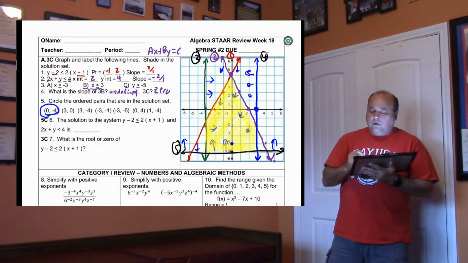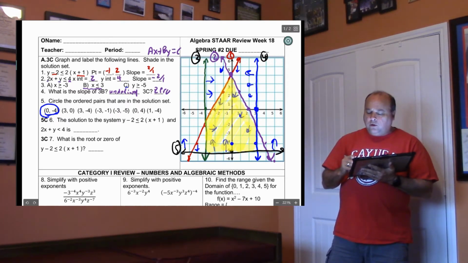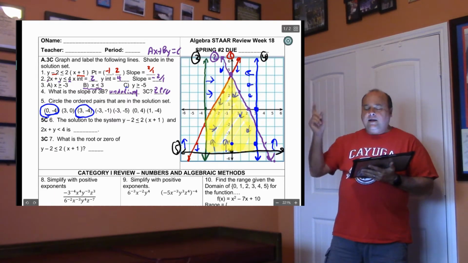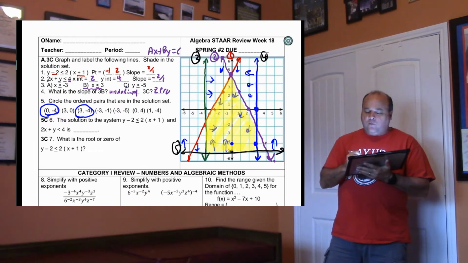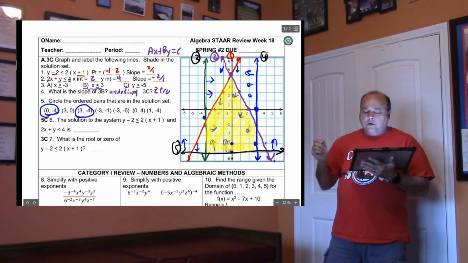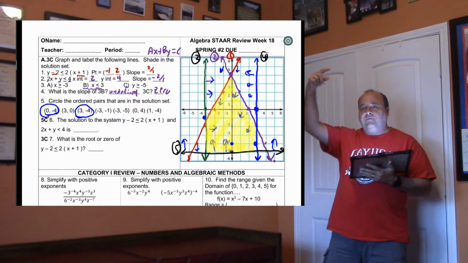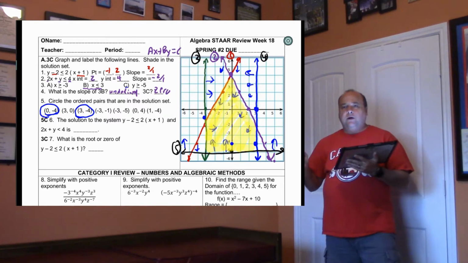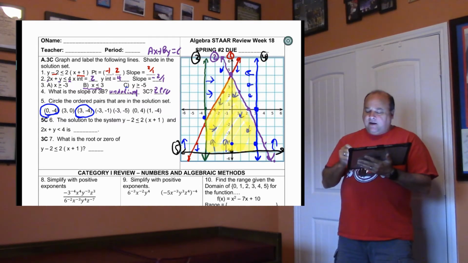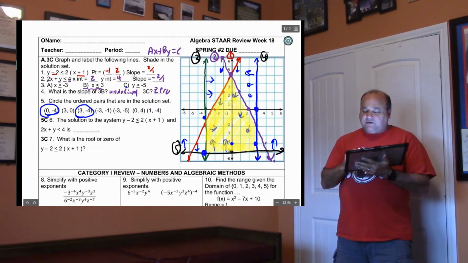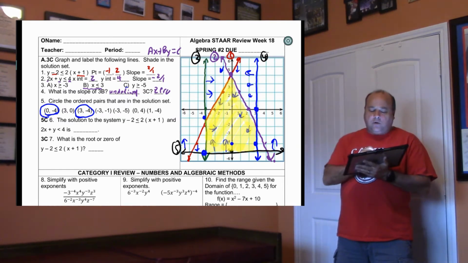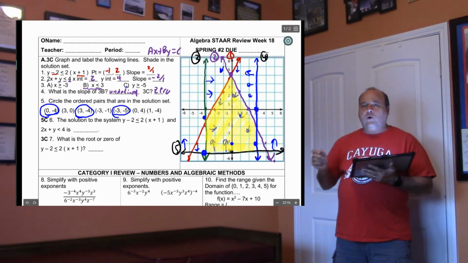3, negative 4, go right 3, down 4. You're right here. That's on the solid line attached to the shaded part. That works. Negative 3, negative 1, left 3, down 1. You're right here. That does not work. It's above the red line. It has to be below the red line. So negative 3, negative 1 doesn't work. Negative 3, negative 5 is down here at this intersection point. That one works. It's attached to the shaded part. So negative 3, negative 5 works.